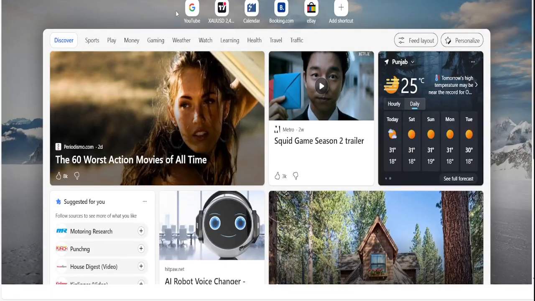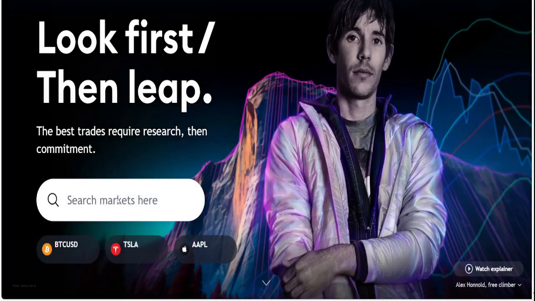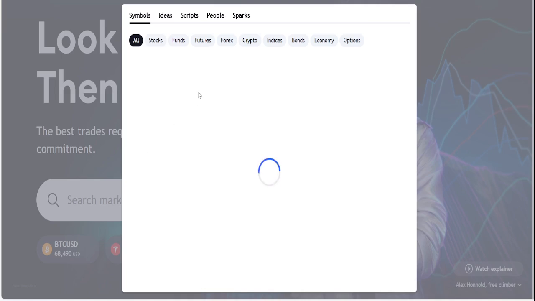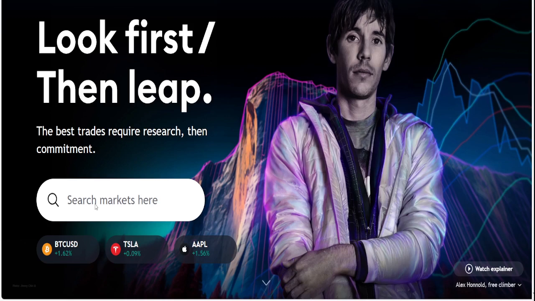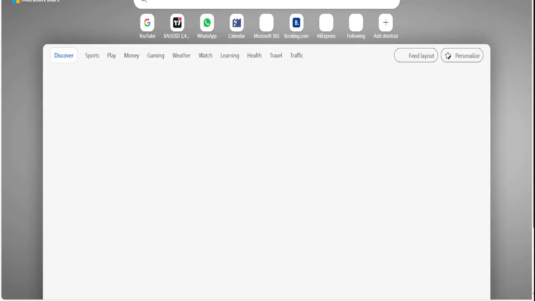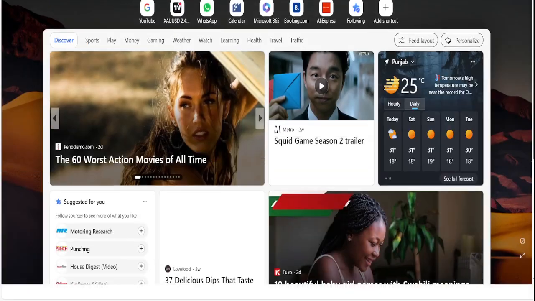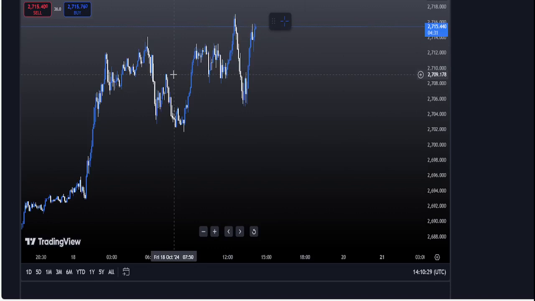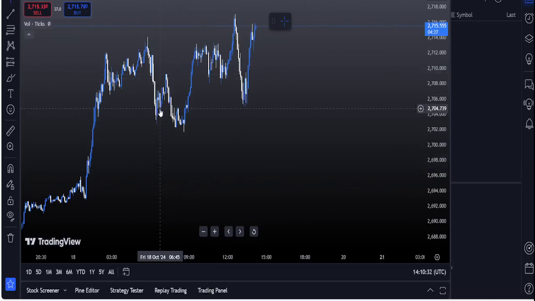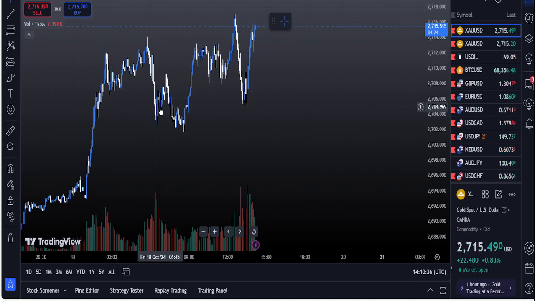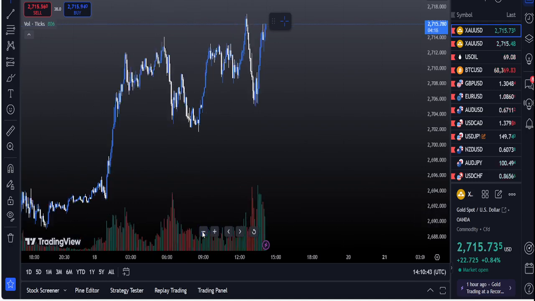One second. Let me open the chart here, so I can help you in understanding the market. Wait a second.